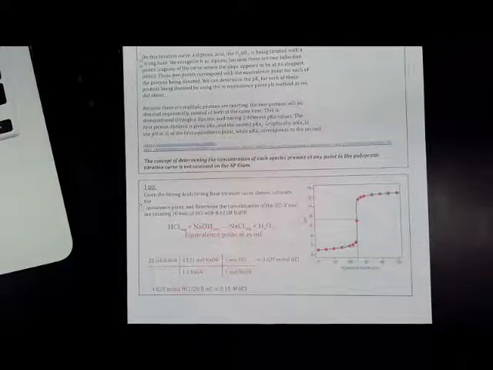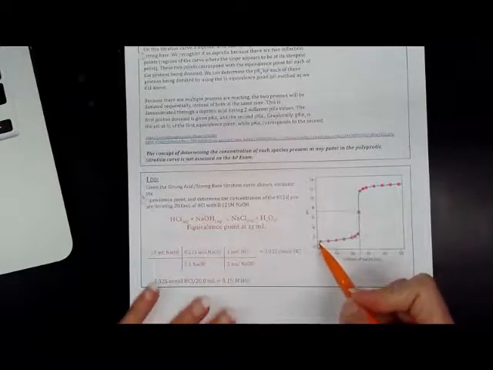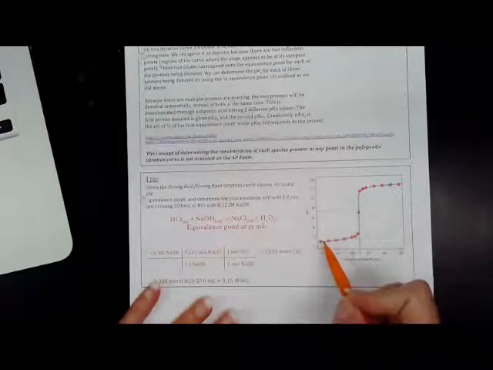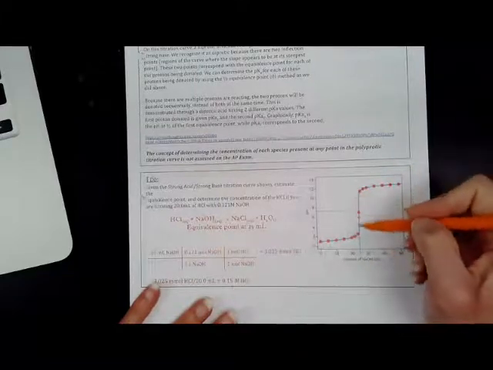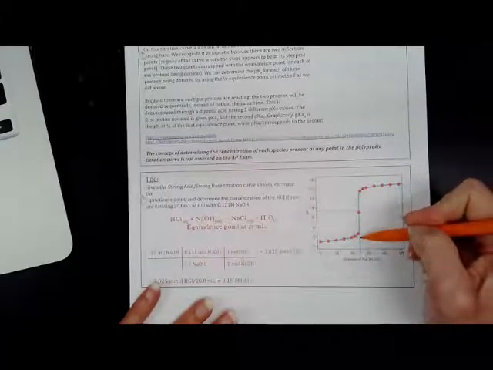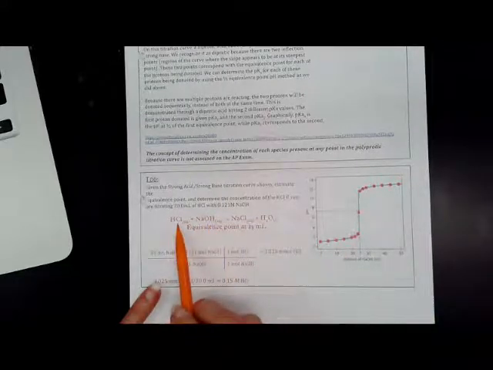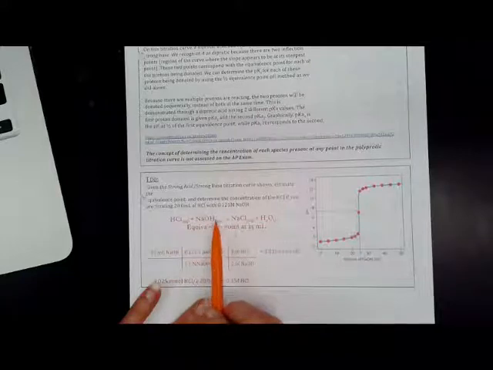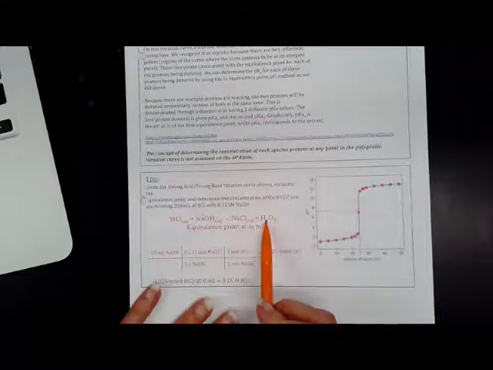Okay, so we're going to start out with the I do. So we have this curve, and we can see that this is a strong acid, strong base because it's very nearly flat through here, and very nearly flat here, and very, very vertical as we go through the change. So we have hydrochloric acid and sodium hydroxide. This is a strong acid and a strong base. And we have sodium chloride formed as a product and water formed as a product.